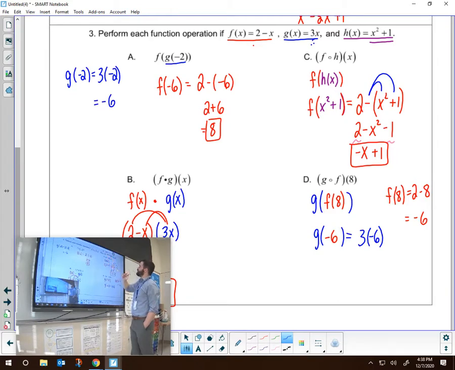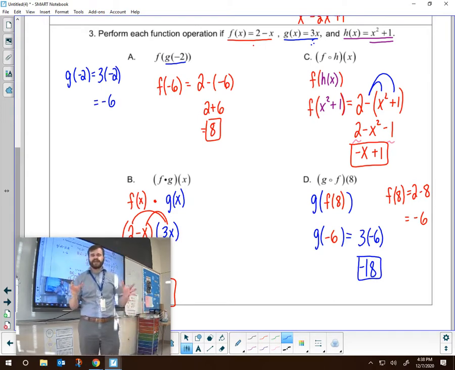So g of negative 6 is going to be 3 times negative 6. Remember, it's just like up here with our 3x. We're replacing that x with a negative 6, so it's just 3 times negative 6, which is negative 18. All right, guys, keep this in mind. It's just like that nesting doll kind of situation, right? We're just plugging one thing into another. So figure out what's on the inside first, and then plug it into the next one, okay?